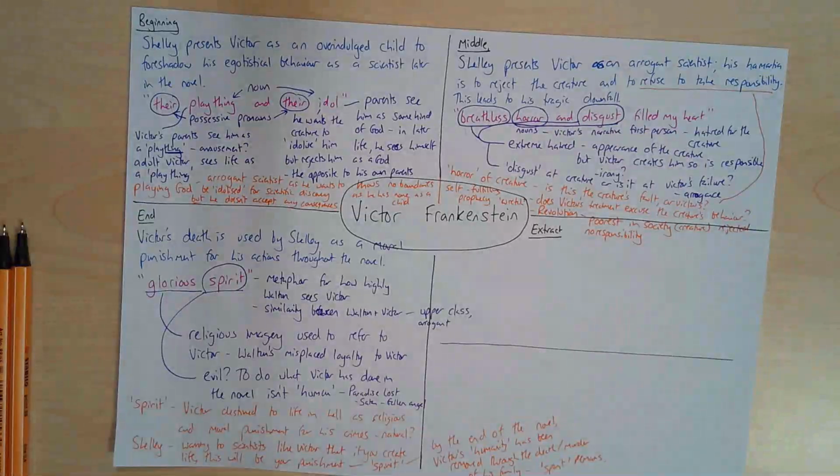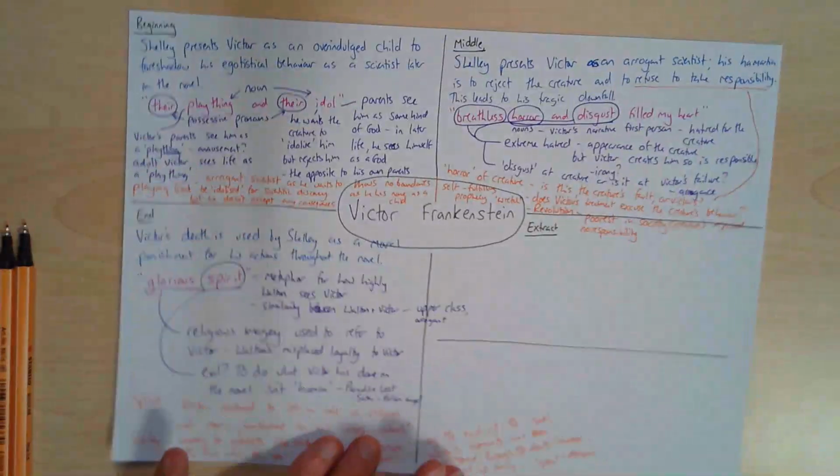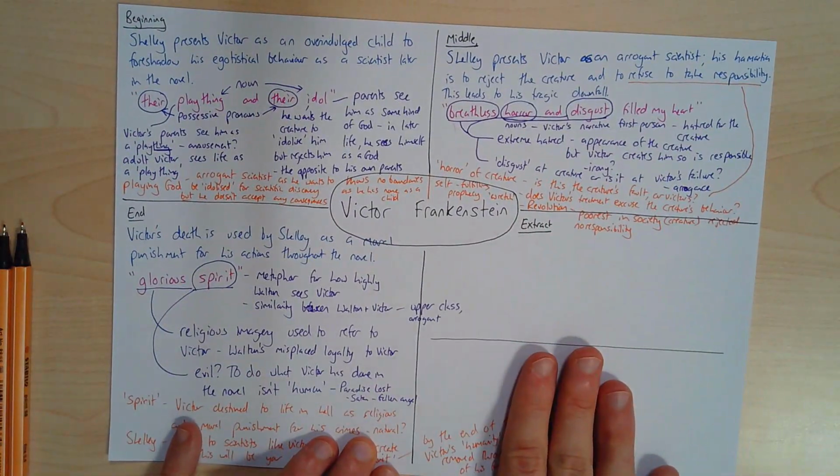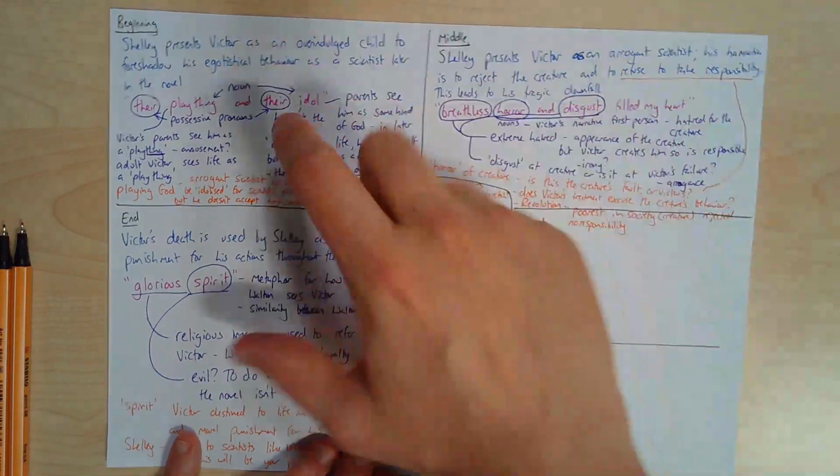We expect that. You might get a really good extract where you get one or two good quotations, and obviously, if you've got an extract from the middle of the novel, for instance, that might get rid of this middle paragraph altogether because you've done it, and you might talk about your beginning and your end.